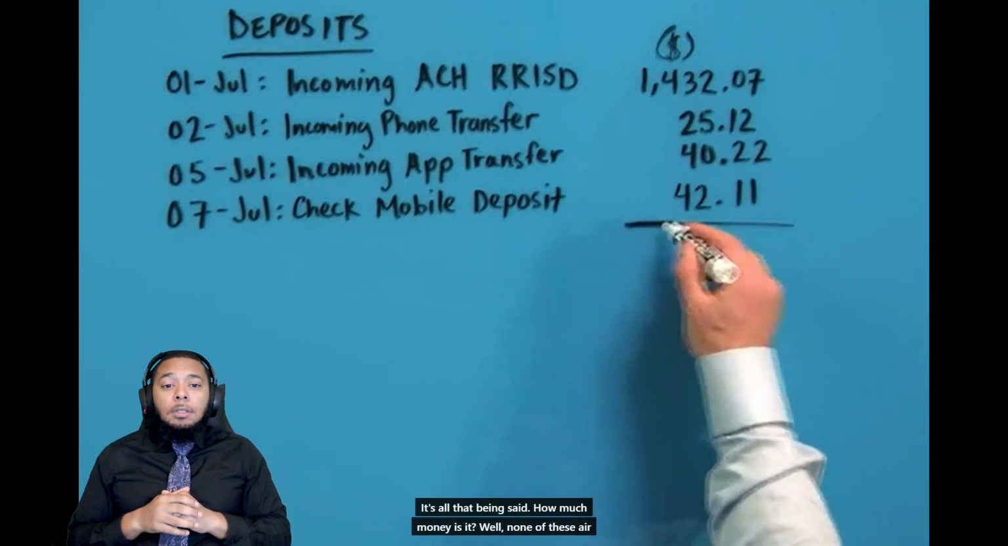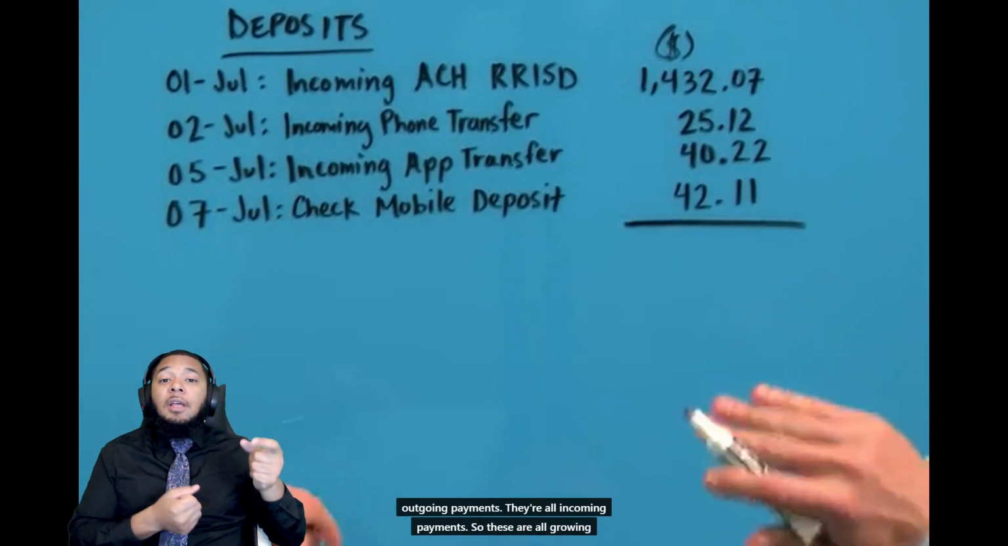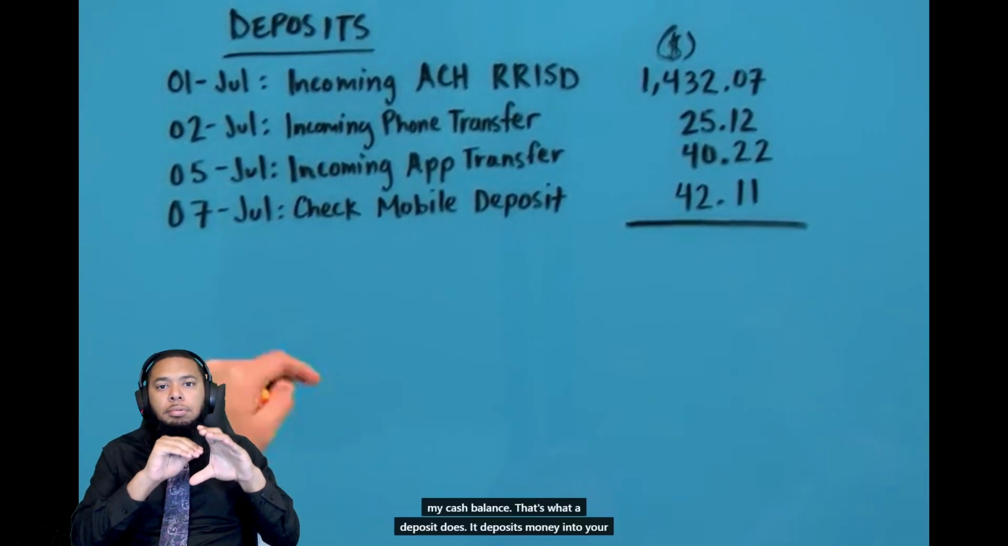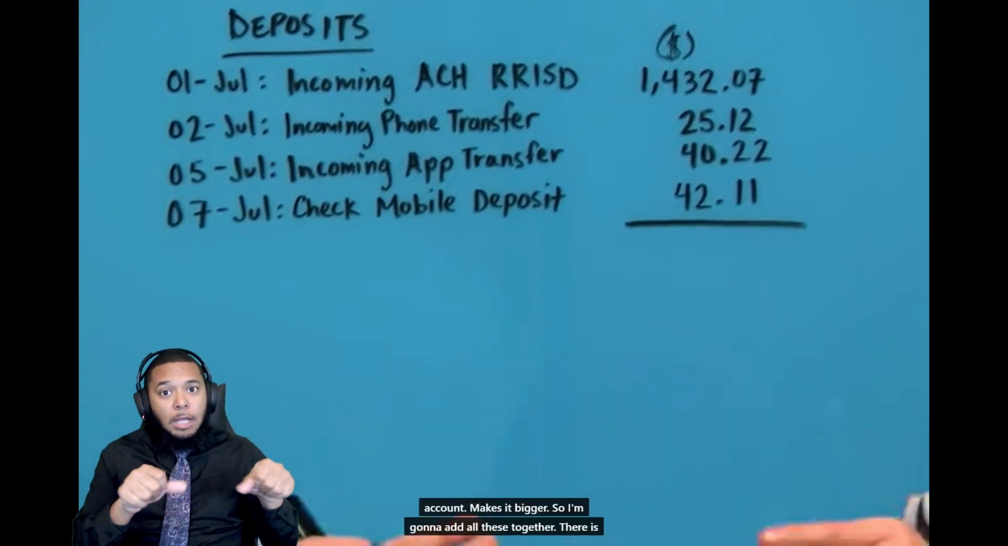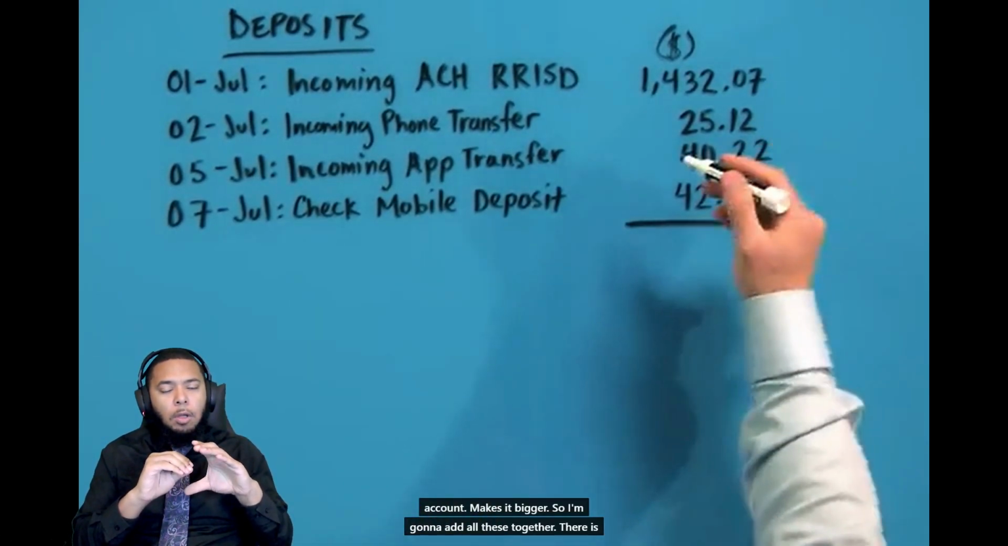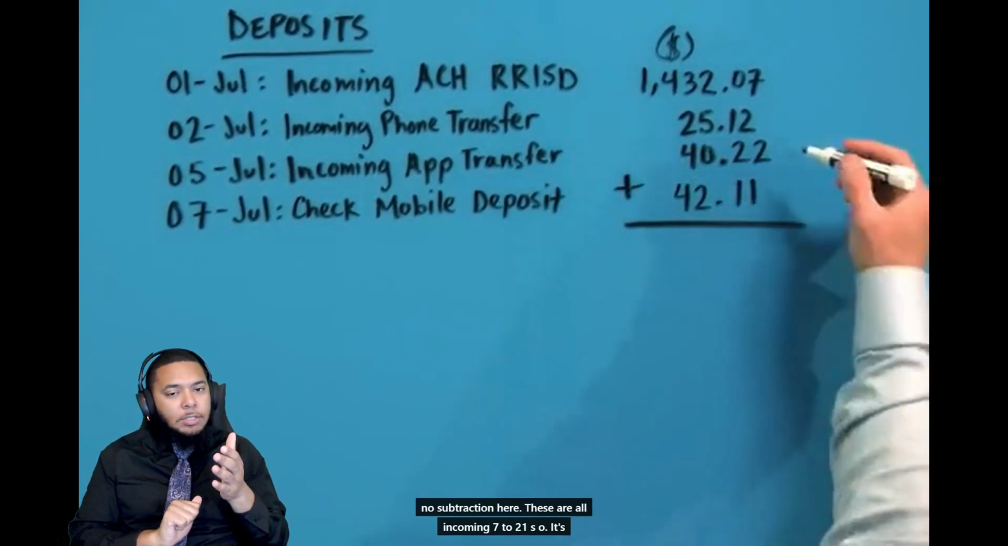So all that being said, how much money is it? Well, none of these are outgoing payments. They're all incoming payments. So these are all growing my cash balance. That's what a deposit does. It deposits money into your account, makes it bigger. So I'm going to add all these together. There is no subtraction here. So these are all incoming.